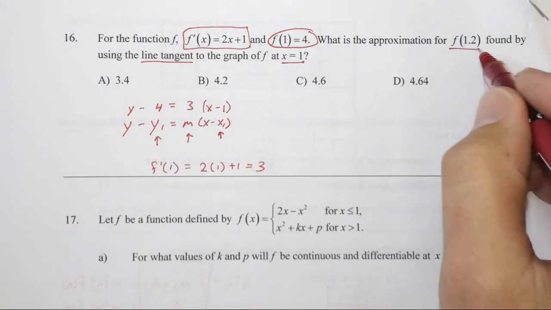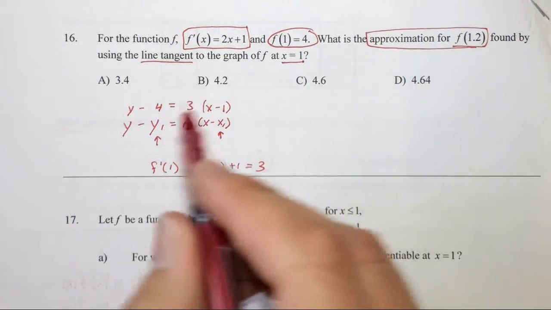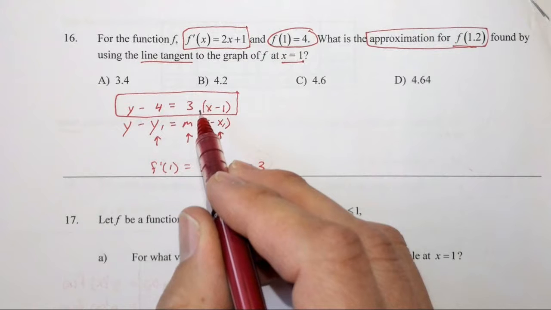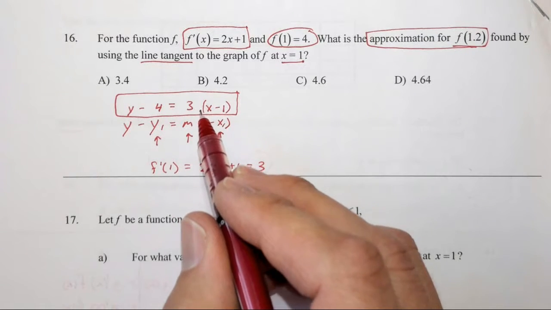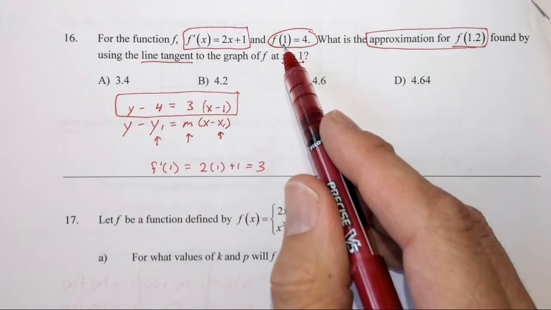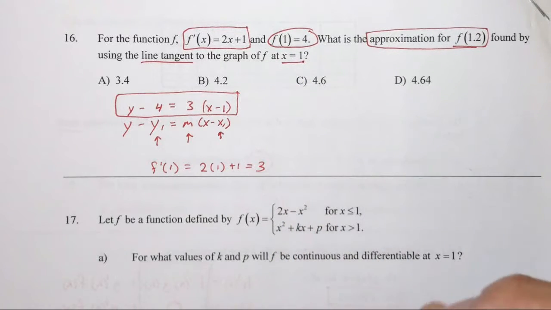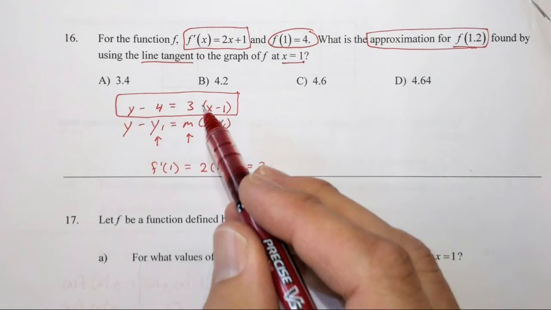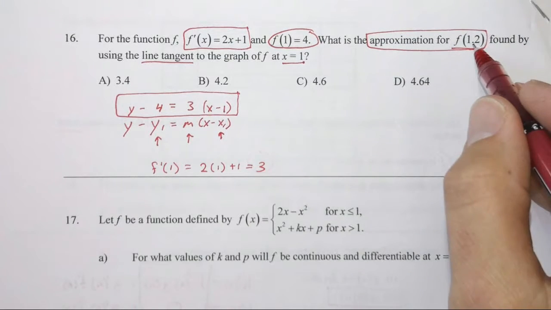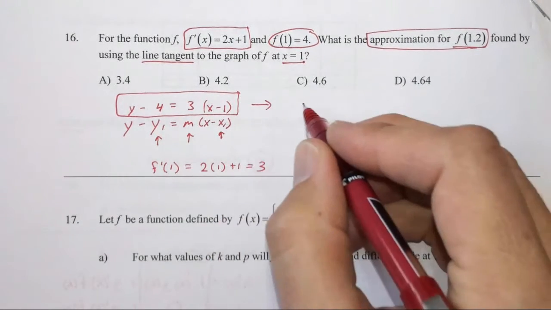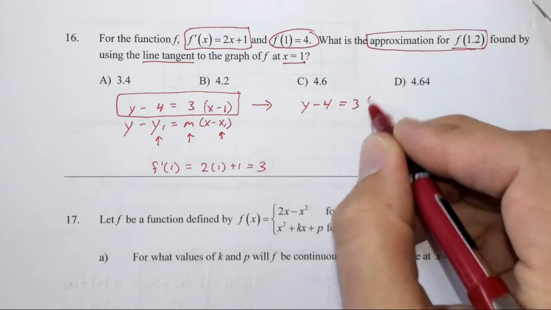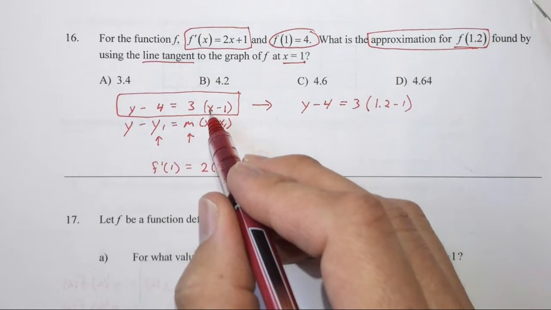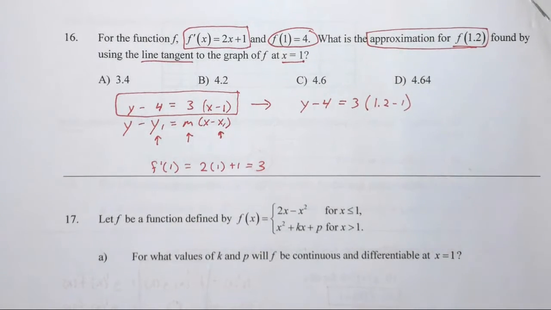Now we're interested in f of 1.2. We want to approximate that using this new equation that we've created, because this tangent line right here that's been boxed off is very, very close to the function when x is equal to 1. So we can figure out how the function is changing by using an approximation for it by using the equation of the tangent line. We have to plug 1.2 in for x. So we have y minus 4 equals 3 times 1.2 minus 1. The only thing we've done is we've replaced x with 1.2.